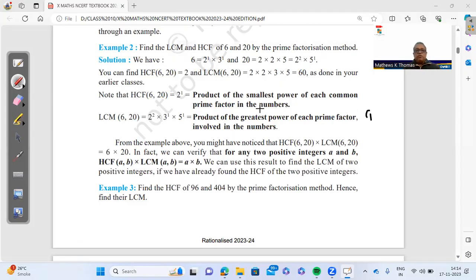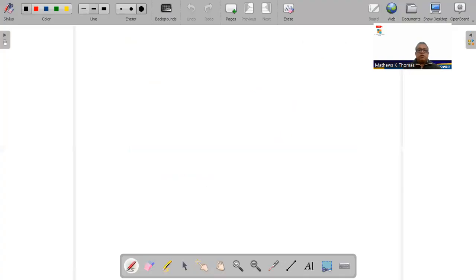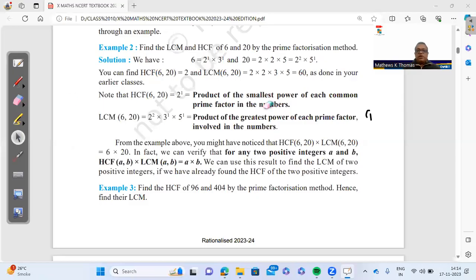So formula number 1, in chapter 1, we have only one formula, that is HCF multiplied by the LCM is product of the numbers. A and B are two numbers. So HCF into LCM is product of the numbers. So if you are knowing any three, suppose you want to find out one number, HCF and LCM is given, and one number is given, you can find the second number, right? So this is the only formula in this chapter 1, right?